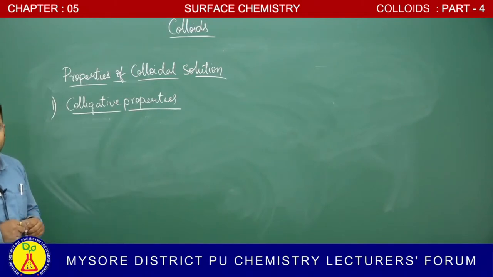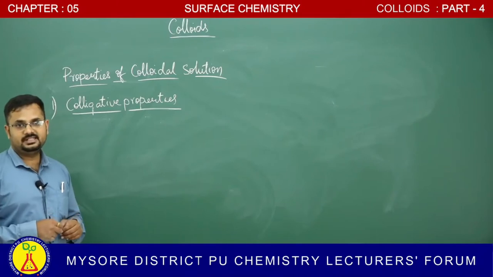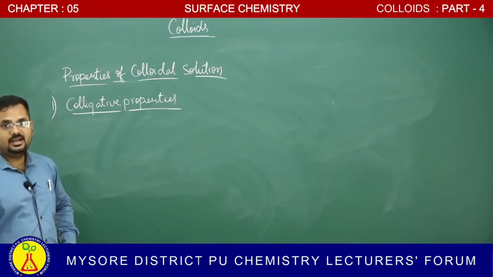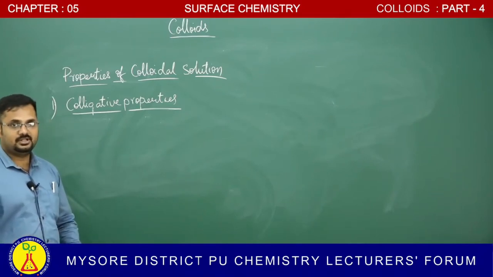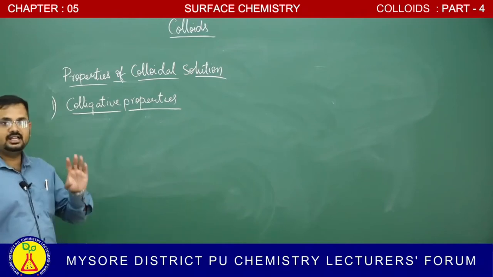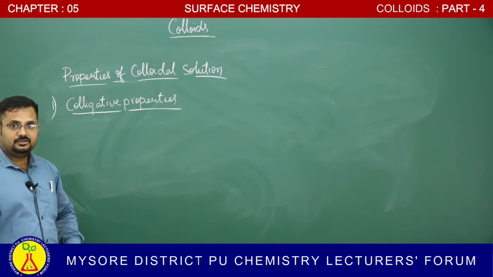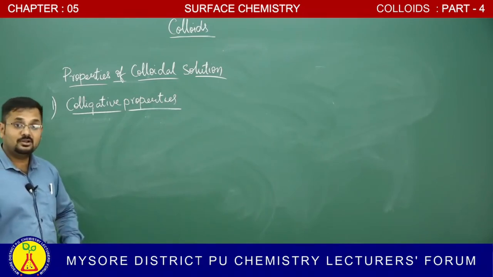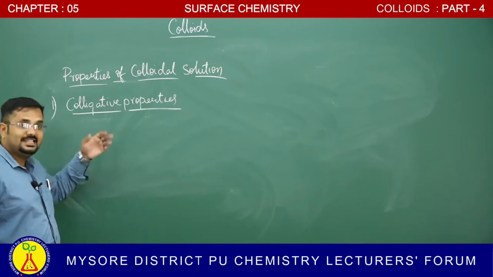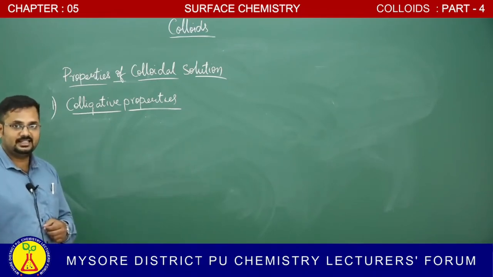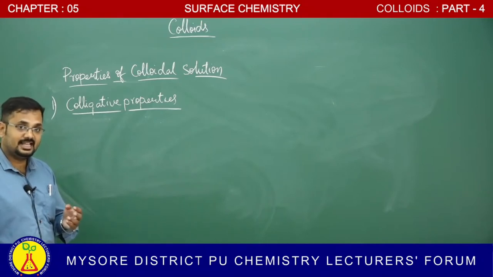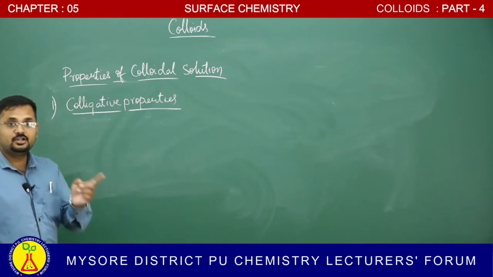So osmotic pressure, elevation of boiling point, depression of freezing point, and relative lowering of vapor pressure. So, in total you have four colligative properties. Compared to the true solutions, the colligative properties of colloidal particles will be of lower order. Why lower order? Here the size of colloidal particles is larger, so larger aggregations form.